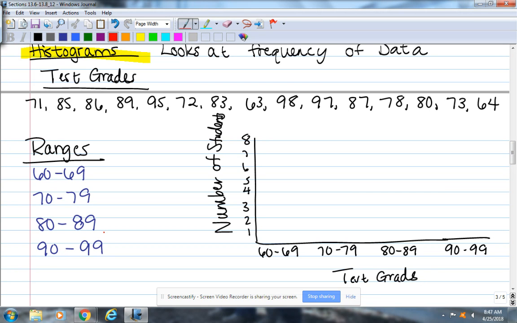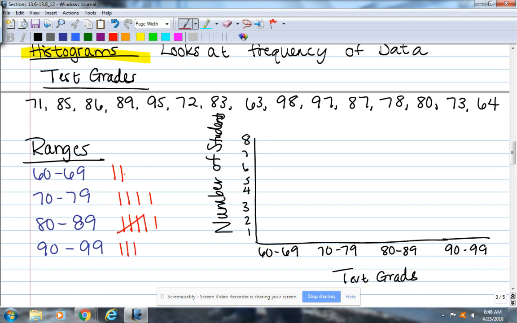Okay, so 71 is in the 70s, 85 is in the 80s, 86 is in the 80s, 89 is in the 80s, 95 is in the 90s. Y'all see what I'm doing? 72 is in the 70s, 83 is in the 80s, 63 is in the 60s, 98 is in the 90s, 97 is in the 90s, 87 is in the 80s, 78 is in the 70s, 80 is in the 80s, 73 is in the 70s, 64 is in the 60s.